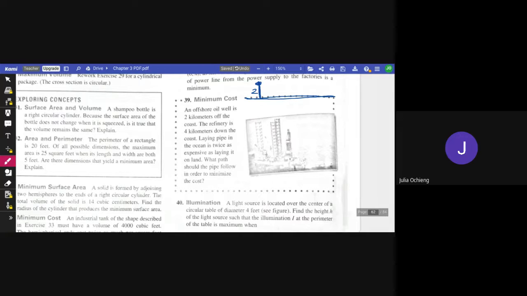So down means in one or the other direction of the coast. I'm just going to pick this way. So that means the refinery is somewhere down here. This is 4. Laying down a pipeline in the ocean is twice as expensive as laying it on land. What path should the pipe follow in order to minimize the cost? So here's the refinery. It's on the coast, so it's not inland.